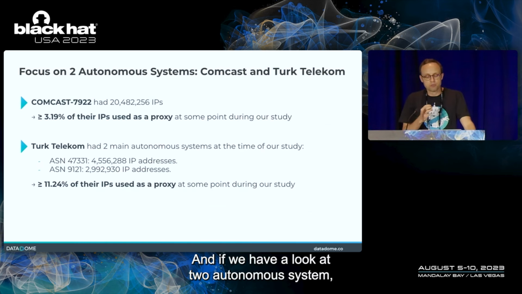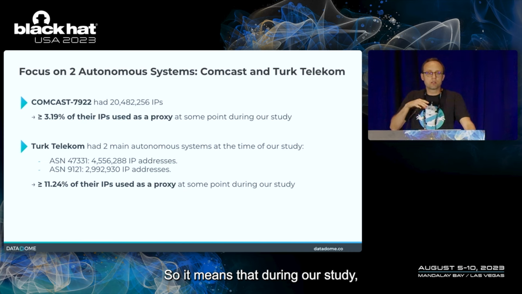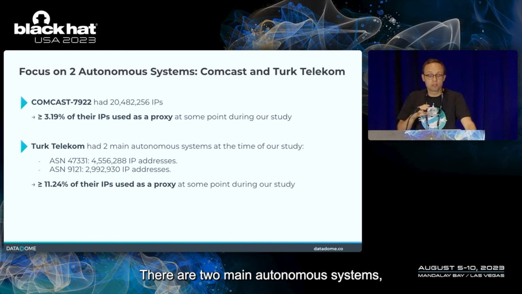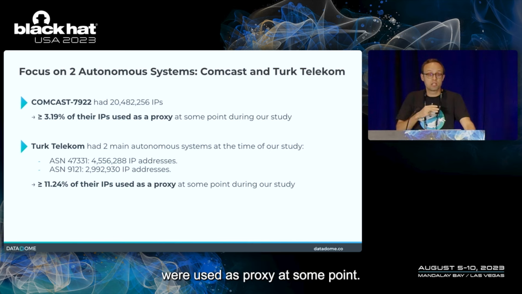If we have a look at 2 autonomous systems, the first one, Comcast: the 7922 autonomous system had roughly 20 million IP addresses. It means that during our study, around 3% of their IP addresses were used as a proxy at some point. And if we look at Turk Telecom, it's even worse. They had 2 main autonomous systems, and more than 11% of their IP addresses were used as proxy at some point.